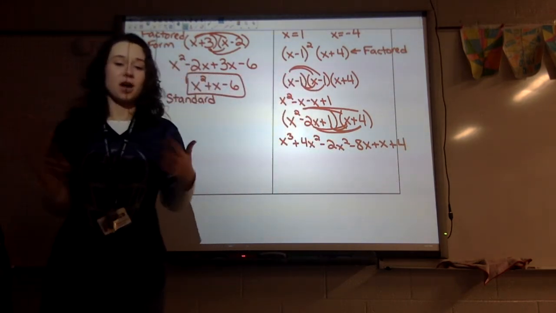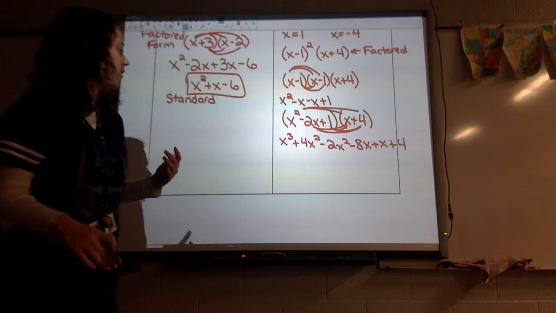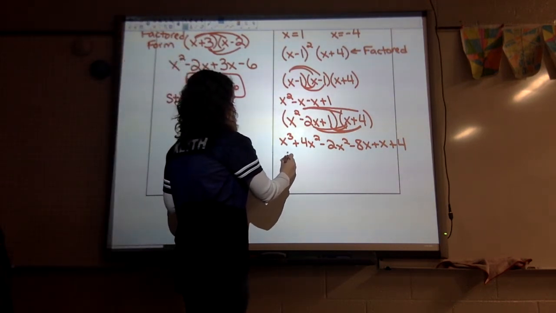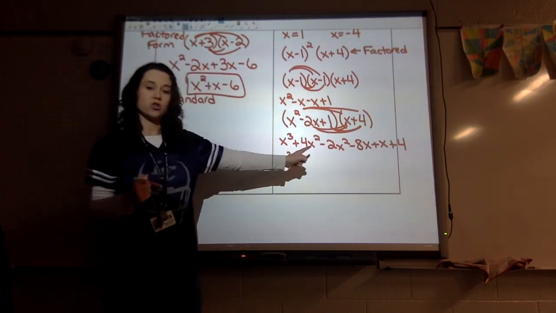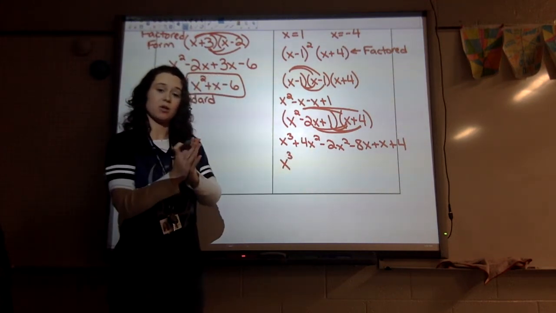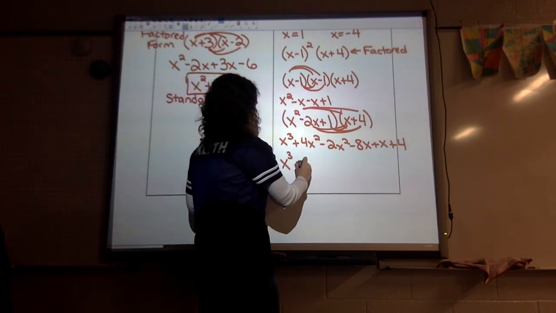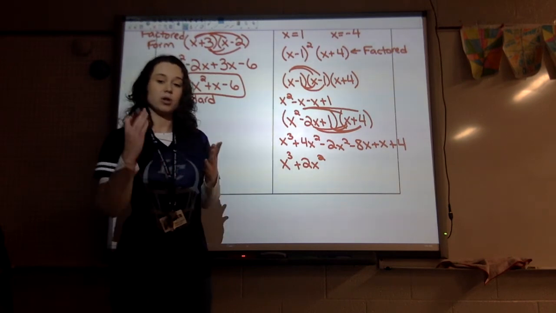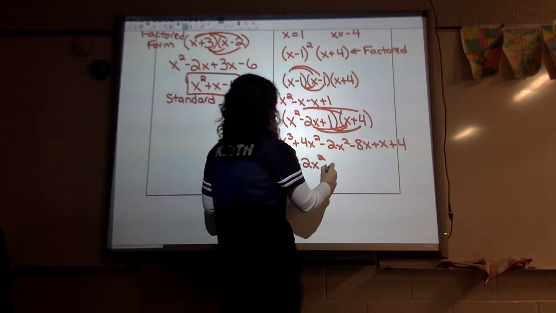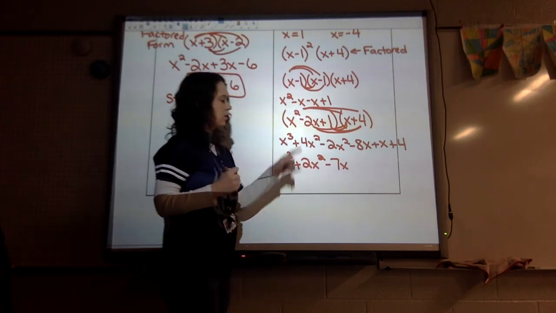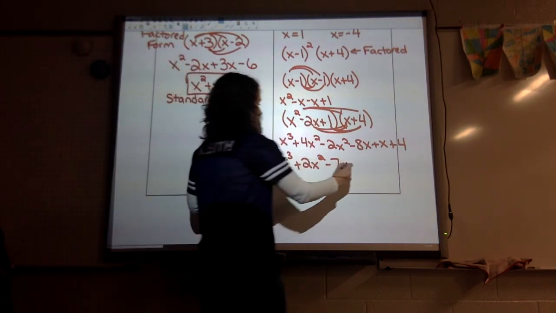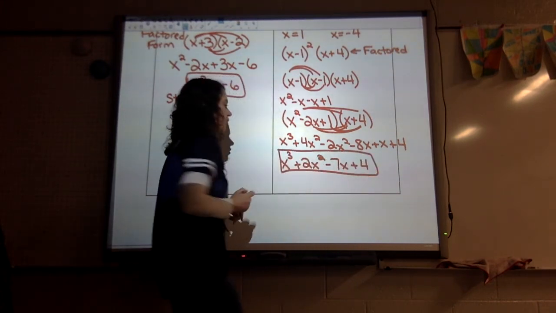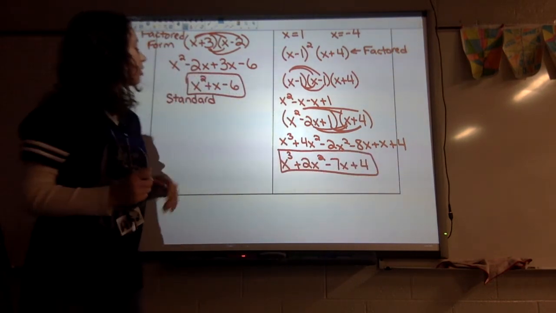Okay, and once again, after I distribute, I always see if I have any like terms. This time I have a couple. So x cubed doesn't have anything, so I write it down. But I do have a 4x squared minus a 2x squared that I can put together. 4 minus 2 is 2. I also have a negative 8x plus x. Well, negative 8 plus 1 is a negative 7x. And lastly, I have a plus 4 on the end. And there's my answer.